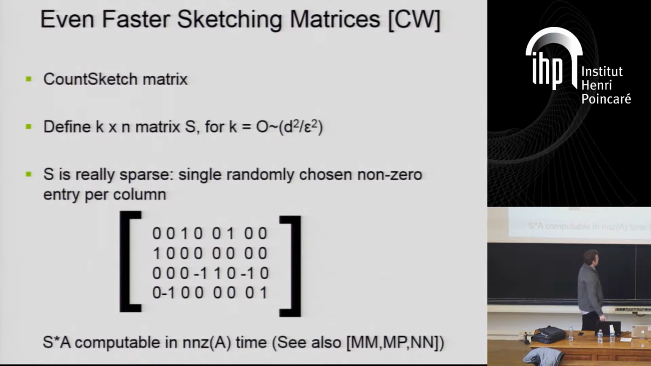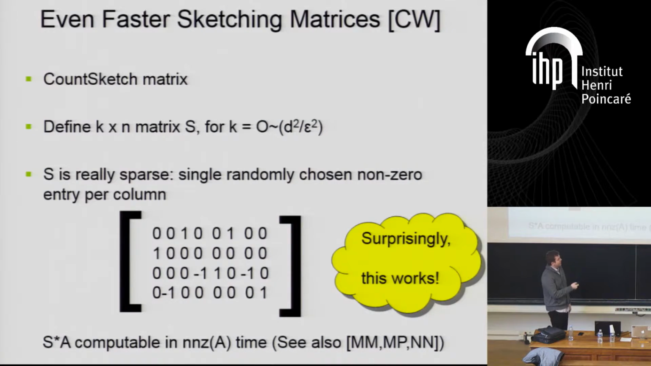There's also nice work by Meng, Mahoney, Miller, Peng, and Nelson, Nguyen, which gives trade-offs here. If I increase the sparsity, so that instead of a single non-zero entry per column I have a small number of non-zero entries per column, I can reduce this k to being closer to d over epsilon squared. So there are trade-offs there. But importantly, k does not depend on n.